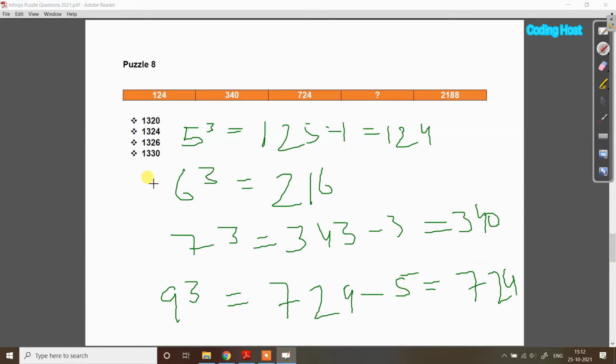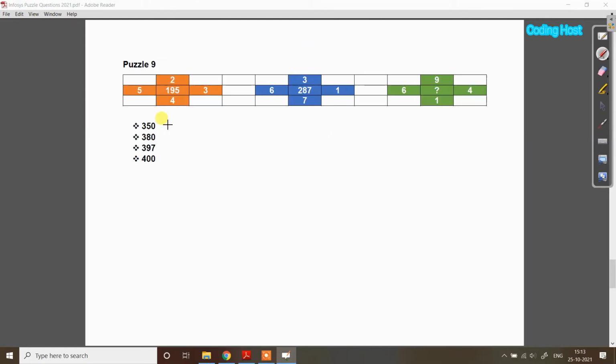After 9, next odd number is 11, and if we try to take the cube of 11, it is equal to 1331, and we have to subtract 7 because the next number we have to subtract will be 7. So 1331 minus 7 is equal to 1324. So this second option is the right answer, 1324. Now we have question number 9.